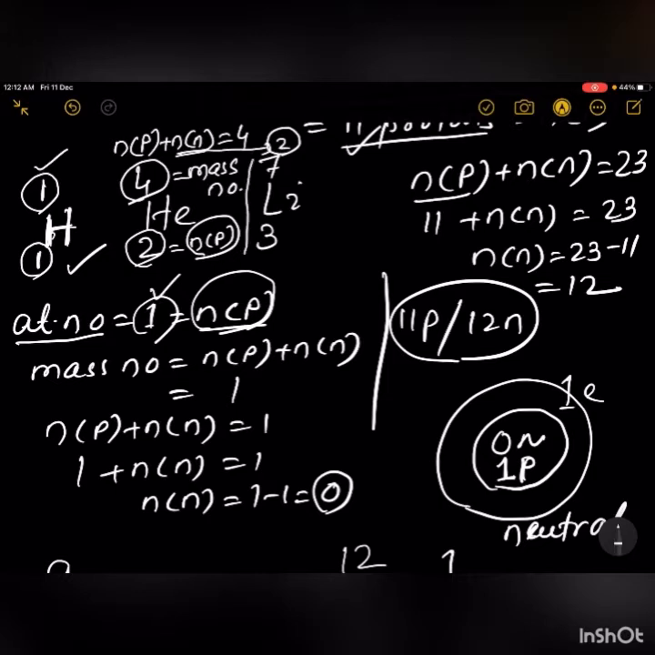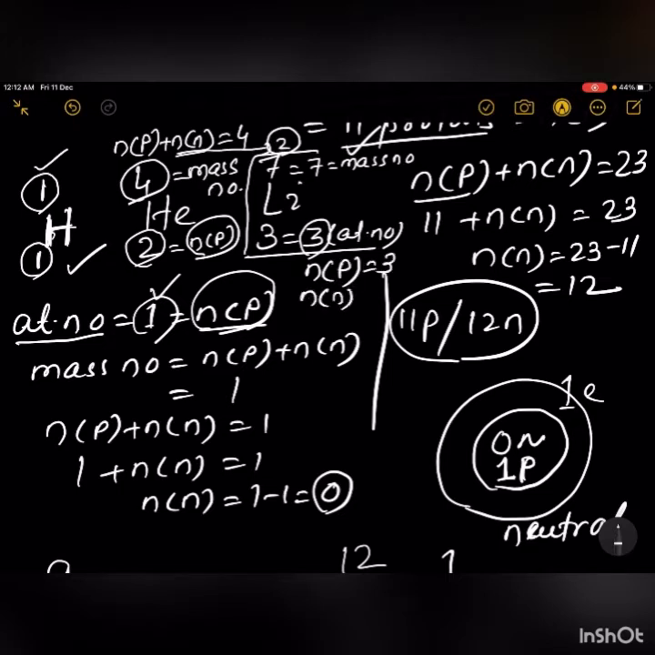In case of lithium, atomic number is 3, mass number is 7. 7 is the mass number. 3 is the atomic number. If the atomic number is 3, the number of protons in lithium is equal to 3 and the number of neutrons is equal to 7 minus 3, which is 4. So in case of lithium, the number of neutrons is equal to 4.